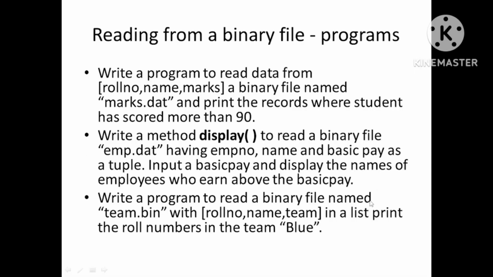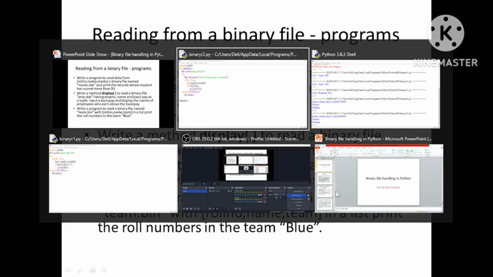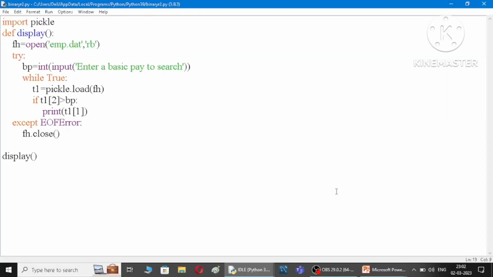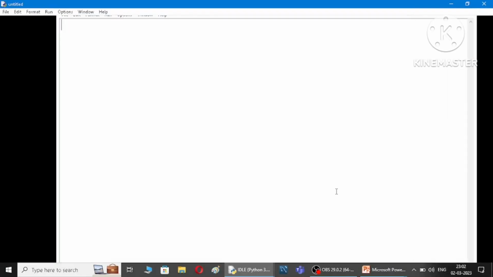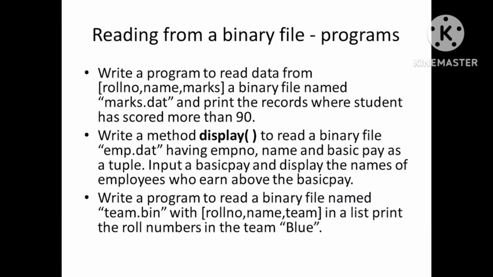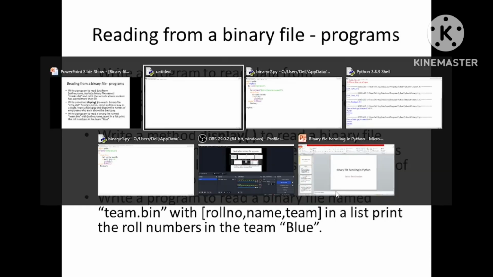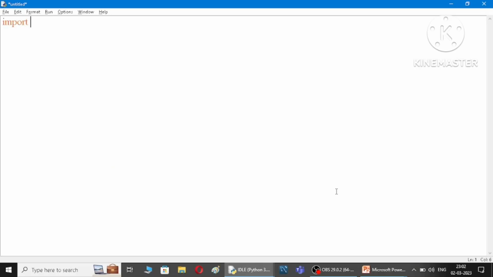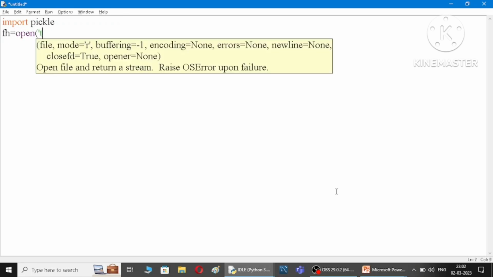Write a program to read a binary file named team.bin with roll number, name, team. So this is the file which I already stored, team.bin. You have to fetch the roll numbers of students with team blue. So import pickle, fh equal to open team.bin in read mode.